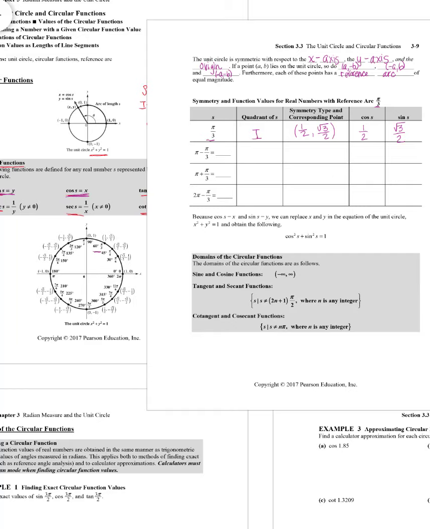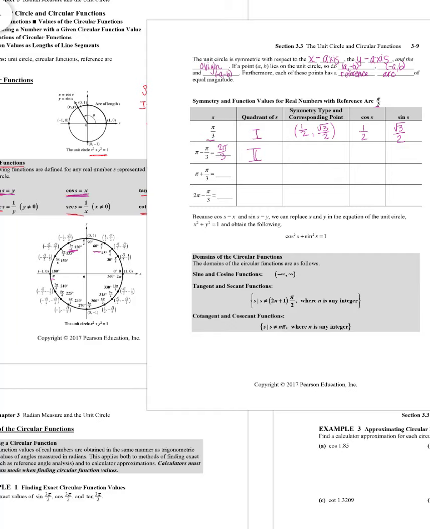Another angle that has a reference arc of pi over 3. Well, if we take pi minus pi over 3, do you see how on the unit circle, we're taking pi, which is over here, subtracting pi over 3, and we end up at 2 pi over 3. So that's this angle there. So at 2 pi over 3, the quadrant of s is the second quadrant.